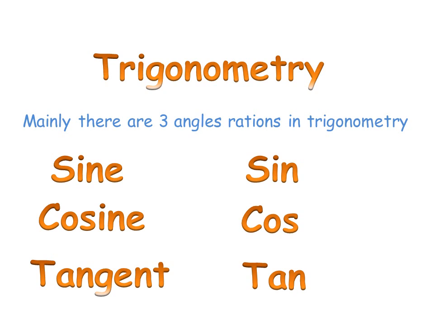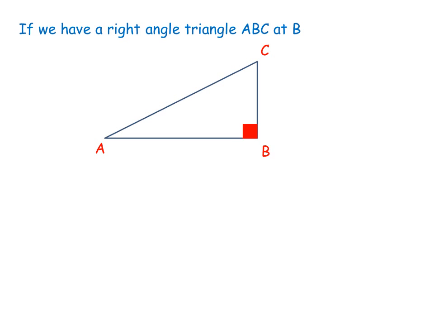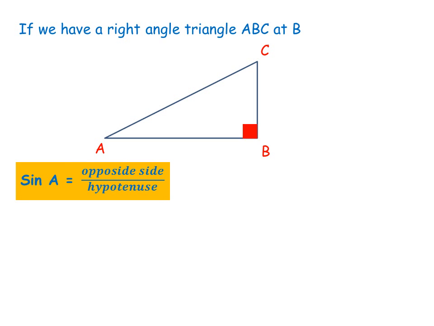So let's see what every one of them means. If we have a right angle triangle ABC at B, so now I have AC called the hypotenuse. So sine, this ratio, is used for an angle. So sine angle A. Sine A equals the length of the opposite side of the angle A over the length of the hypotenuse of the triangle ABC.